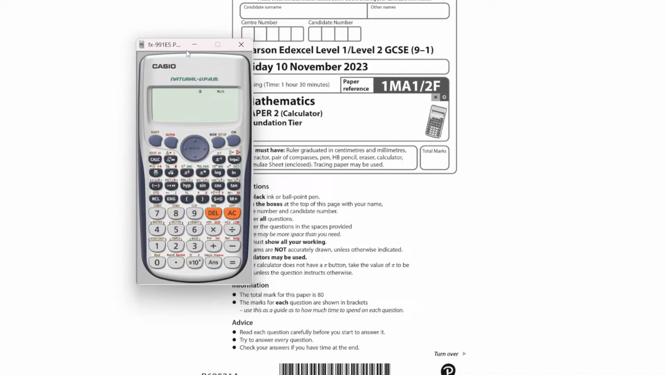In this live, we will be going through the Edexcel November 2023 Paper 2 Foundation tier. So make sure that you have your calculators. I'm just going to get mine whilst I'm here as well. There we go. Make sure you've got your proper scientific calculators with you so that you can practice with that. And let's go through the paper.